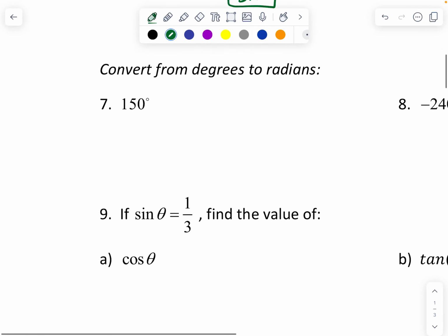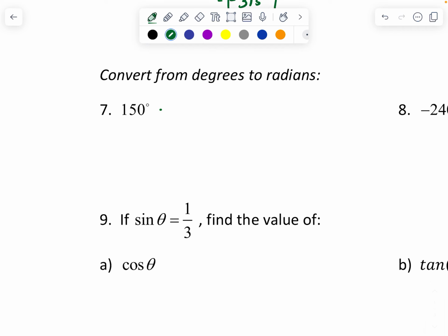Okay, converting from degrees to radians, I want to multiply by pi over 180. So on the top there, that's going to give me 150 pi. On the bottom, I have a 180. Notice that I can get rid of these zeros by dividing by 10. And then if I divide both of these by 3, 15 divided by 3 is 5 pi.